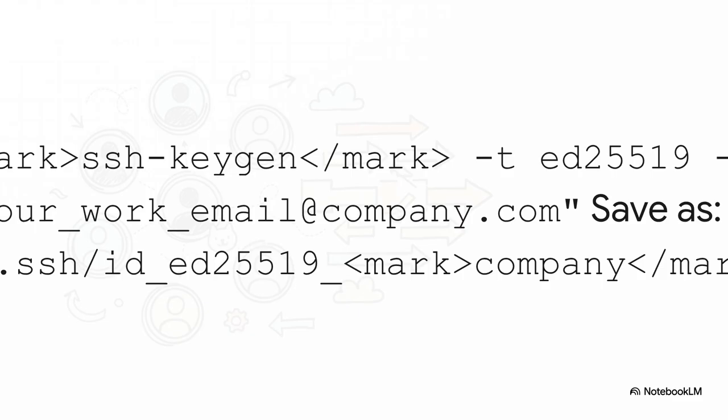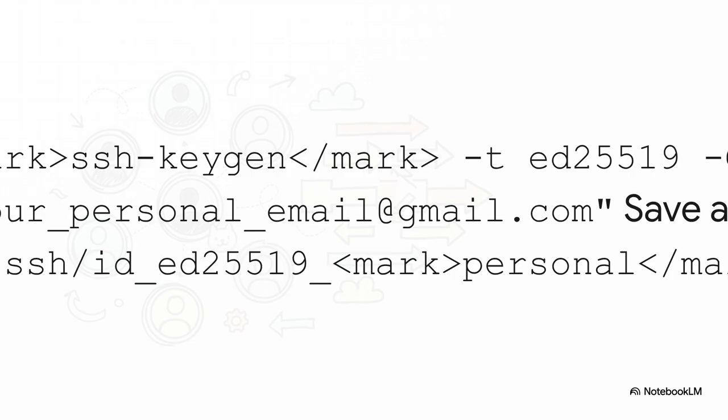So step one, let's generate the key for your company account. We're going to use the ssh-keygen command, and I highly recommend using a modern secure algorithm like Ed25519. Now, the two most important parts here are the -C flag, that's where you'll pop in your work email, and then the file name you give it when prompted. Using a really specific name like id_ed25519_company is going to be key to keeping things organized.